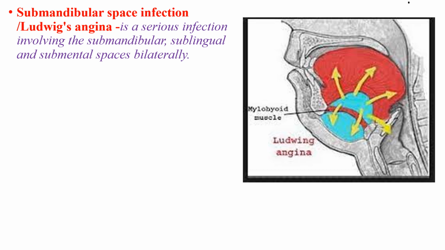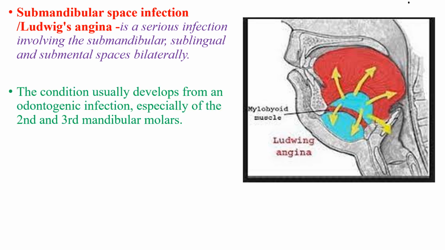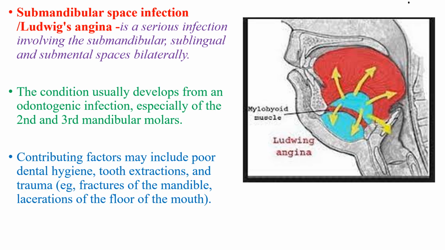Submandibular space infection, or Ludwig's angina, is a serious infection involving the submandibular, sublingual, and submental spaces bilaterally. The condition usually develops from an odontogenic infection, especially of the second and third mandibular molars. Contributing factors may include poor dental hygiene, tooth extraction, and trauma, such as fracture of the mandible or laceration of the floor of the mouth.